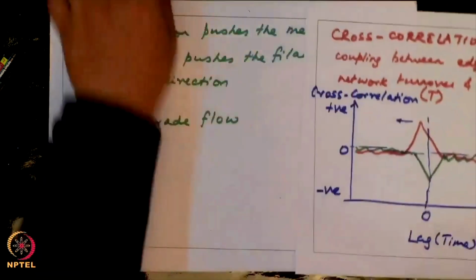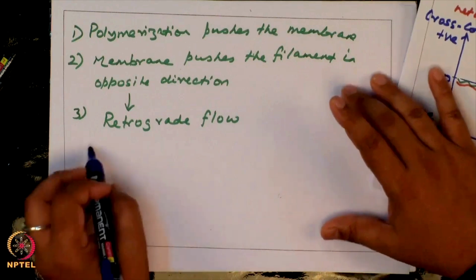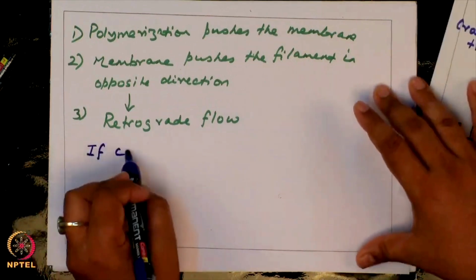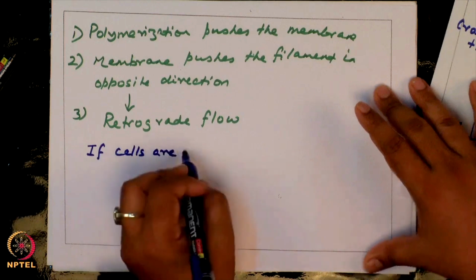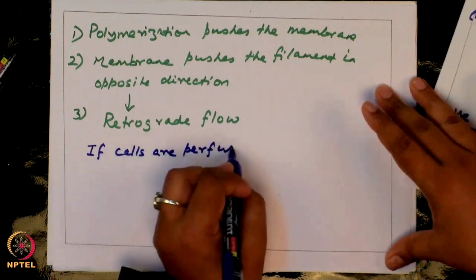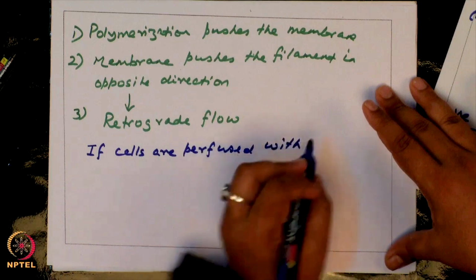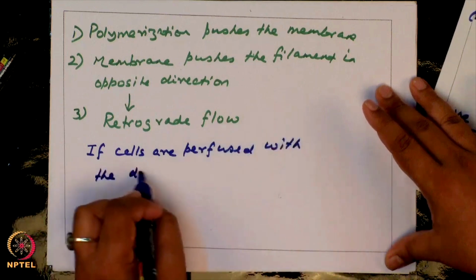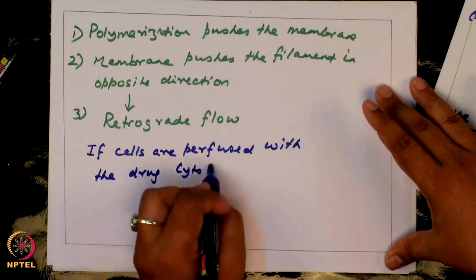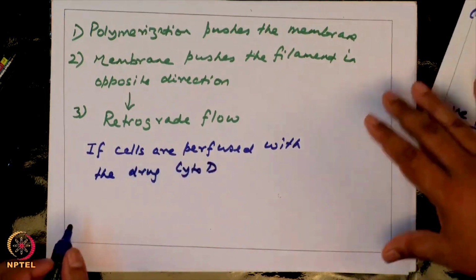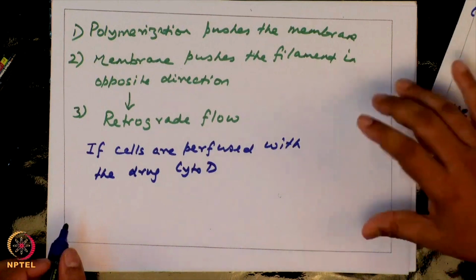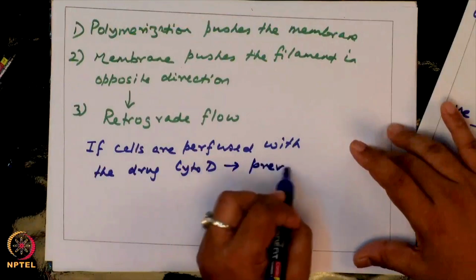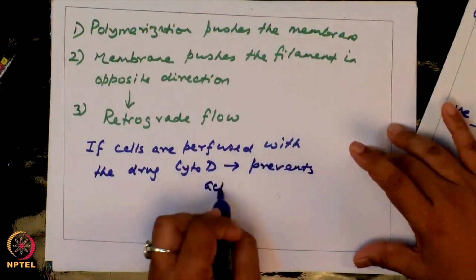Now, what happens to this curve if cells are treated or perfused with Cyto-D, the drug cytochalasin D? And what does cytochalasin D do? Cytochalasin D treatment inhibits the polymerization of filaments. It prevents actin polymerization.